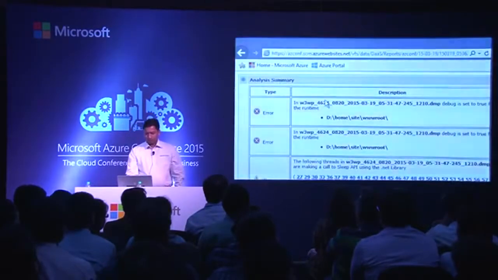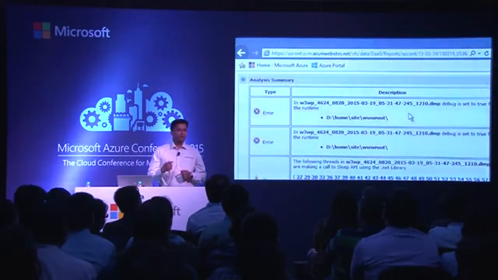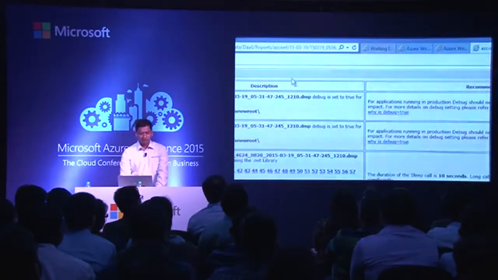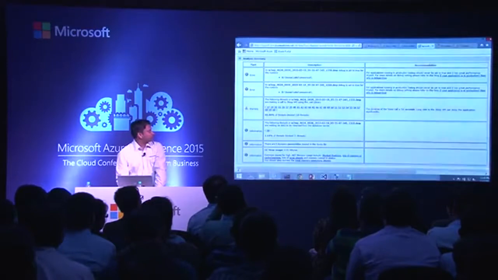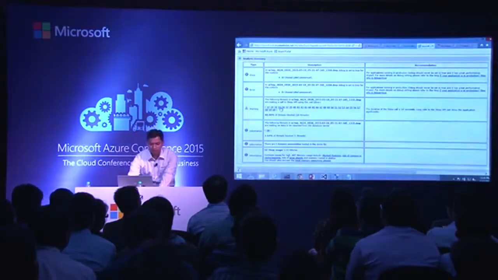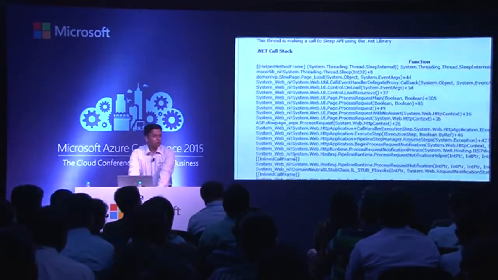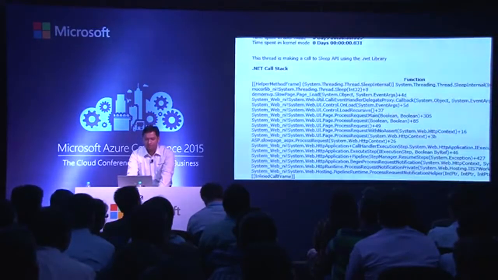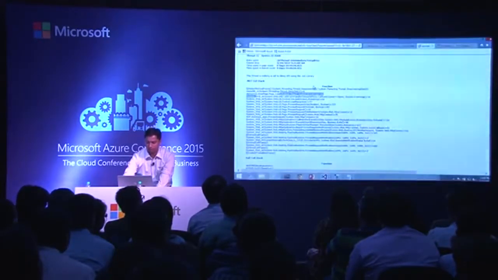For example, first of all it's showing you that debug is set to true for this website, and it's not a good thing to have debug set to true in production. Along with that, it is giving you some feedback as well. It's also showing you that there are a lot of threads in this dump which are making a call to the sleep API. I can click one of these threads and see the call stack. I can see that the slow page load which I saw in the FREB logs is making a call to Thread.Sleep. Let's see what else it detects.